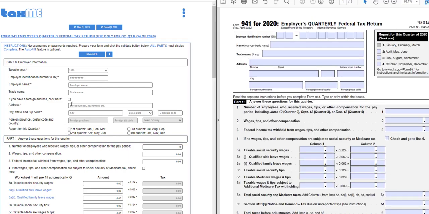To begin, enter your business name and address. International filers, click here. Then enter the filing quarter. Your Form 941 is due by the last day of the month that follows the end of the quarter. For example, for the second quarter covering April, May, and June, you must file the form by July 31st.